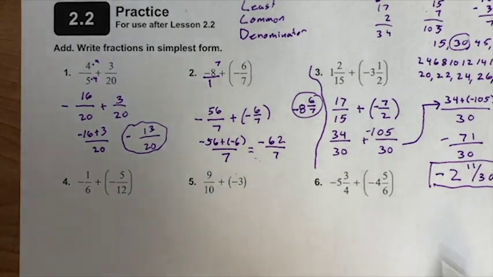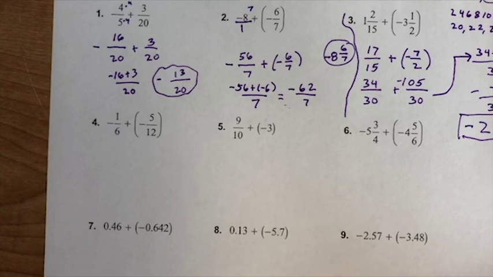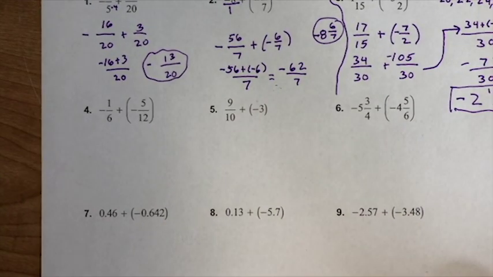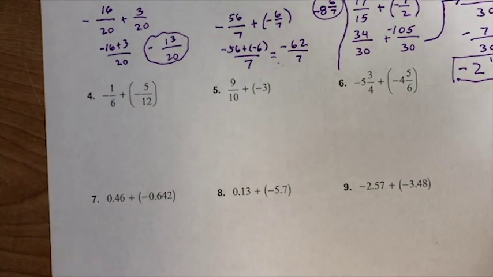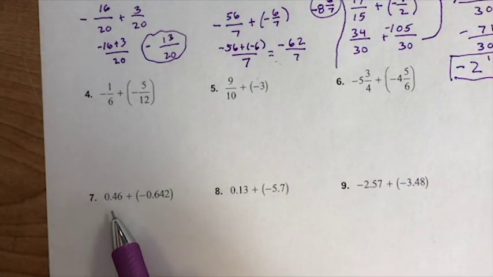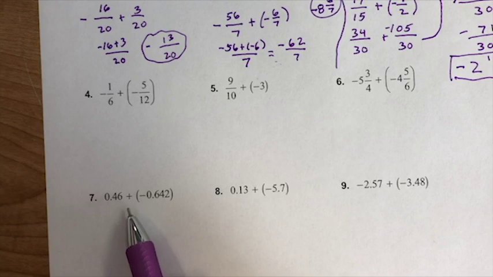But before I give you these to try on your own, I do want to go over one more with you, and I'm going to leave the rest of them to you. But let's go ahead and look at number 7. So first off, let's look at it. I have 0.46 plus a -0.642.